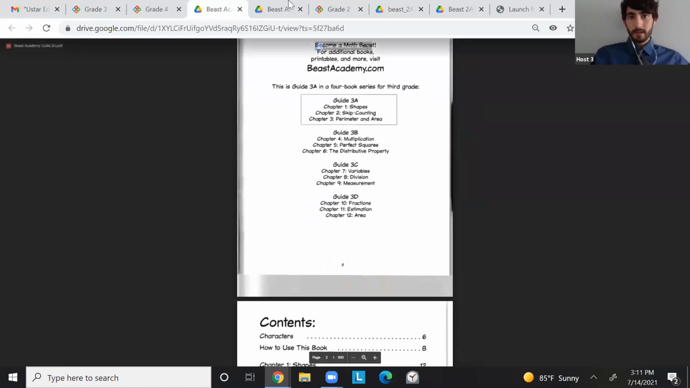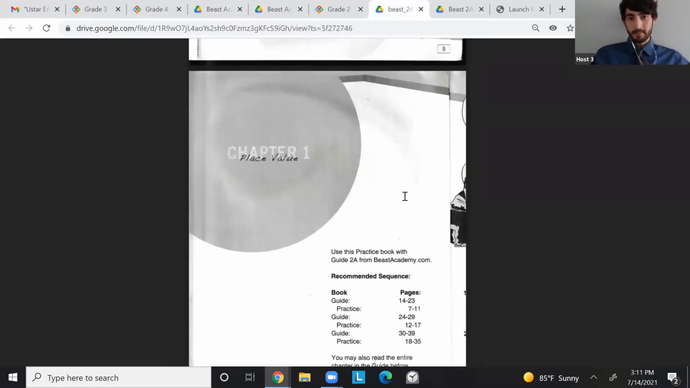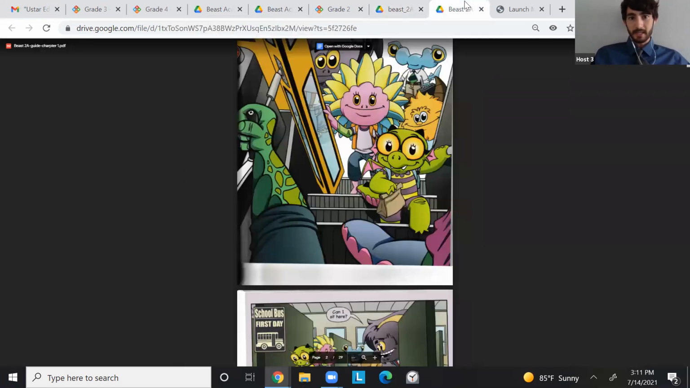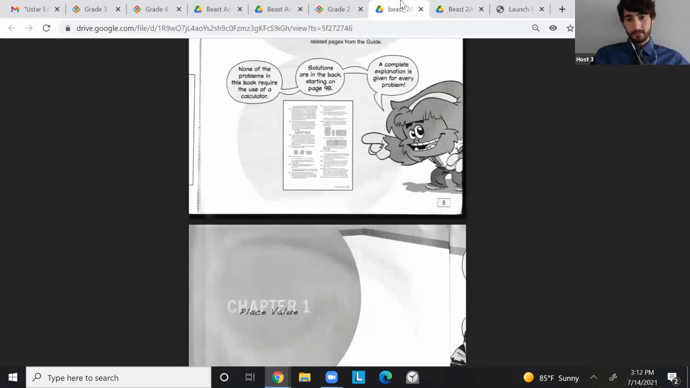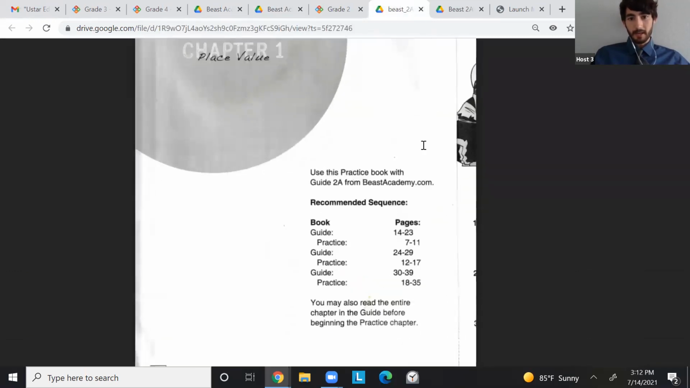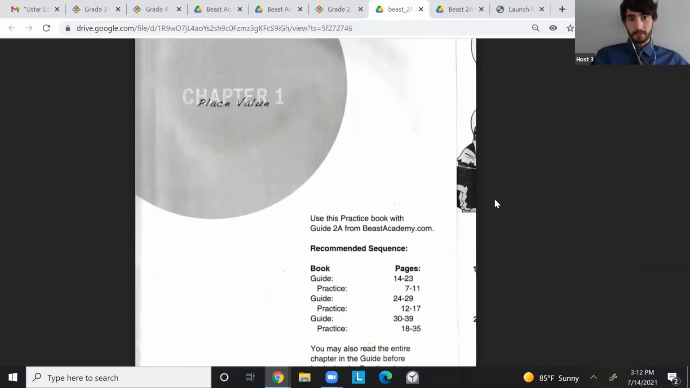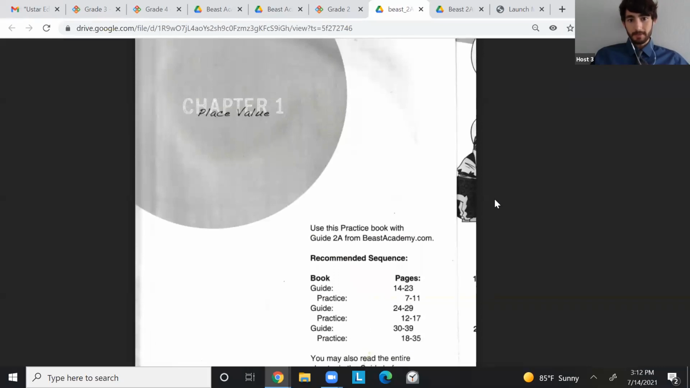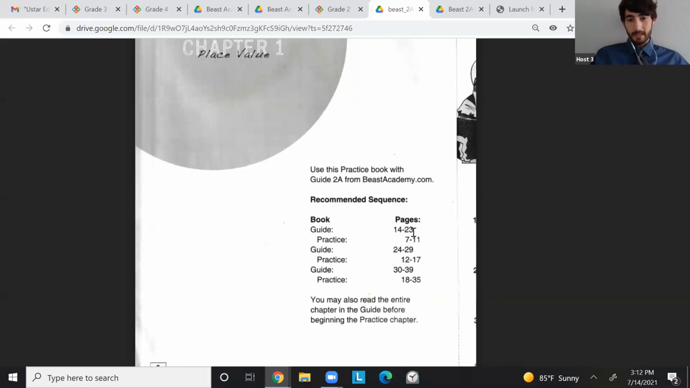And then I also have a Beast 2A book right here, but again, it's going to be the exact same. If you're teaching Beast Academy 2A, I almost always just stick to the layout recommended in the book. The first chapter of Beast 2A is on place value. So again, I would just stick right with how they organize it. Start out by reading pages 14 to 23 in the guidebook. Then you're going to do practice pages 7 to 11, go back into the guidebook 12 to 17. Back into the guidebook 24 to 29, back into the practice book 12 to 17, and so on and so forth.